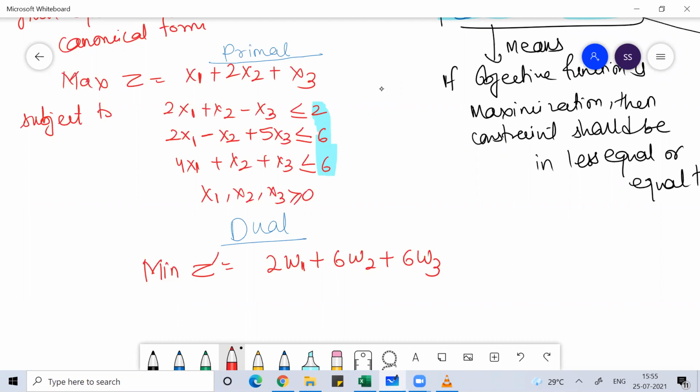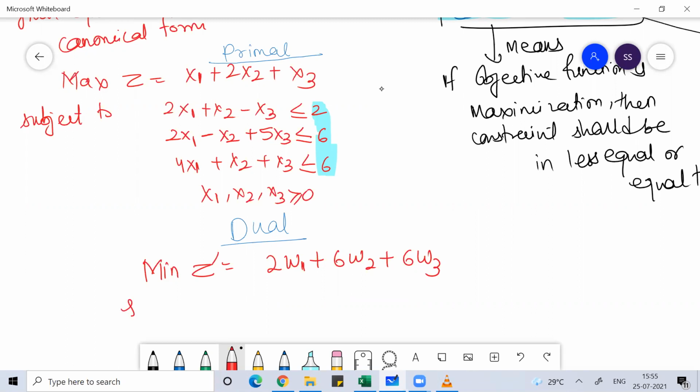So the RHS of the primal equation will become the coefficients of the objective function of the dual. And because three constraints were there, we introduce three variables of the dual equation.